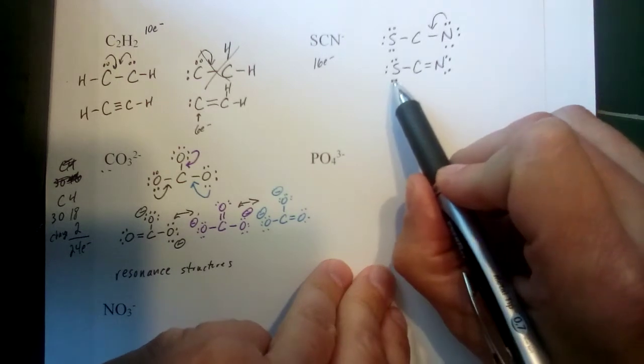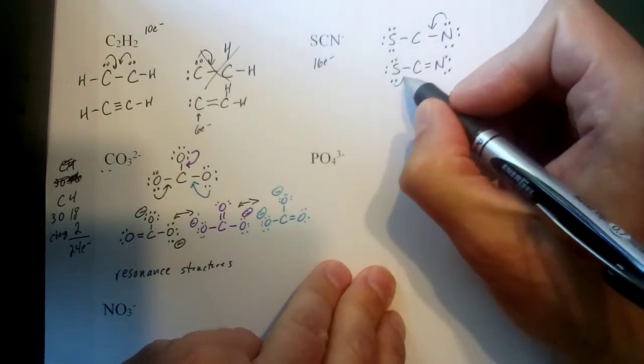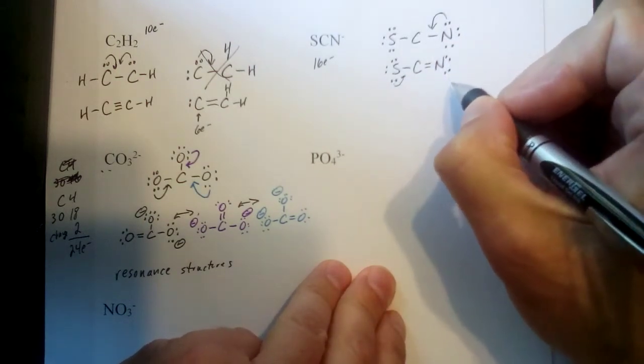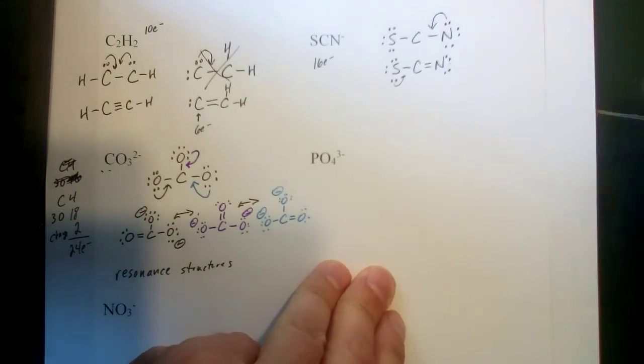We should draw one structure where we share from the sulfur. We should draw another structure where we share from the nitrogen.